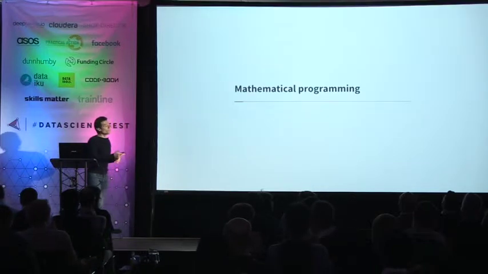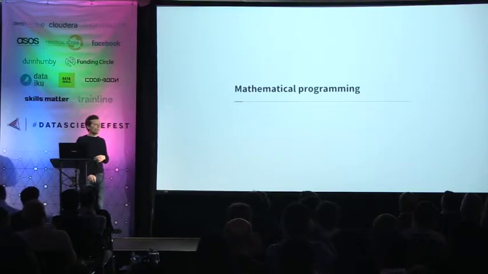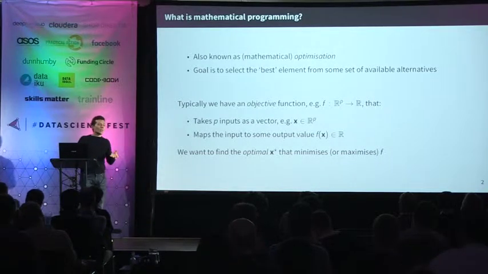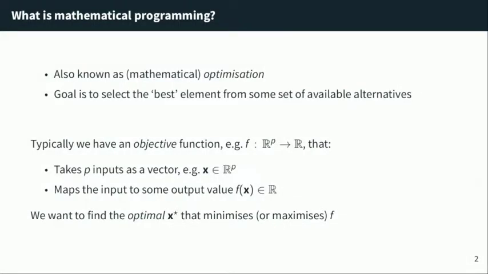Right, so to start off with mathematical programming, it is also known as optimization or mathematical optimization. It's got a number of names, but the main idea is that you have a set of choices and you have a function to evaluate them, and you want to select the best choice overall. So you have a set of alternatives, and you want the best one.